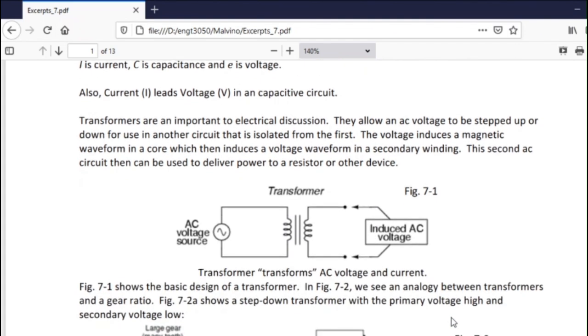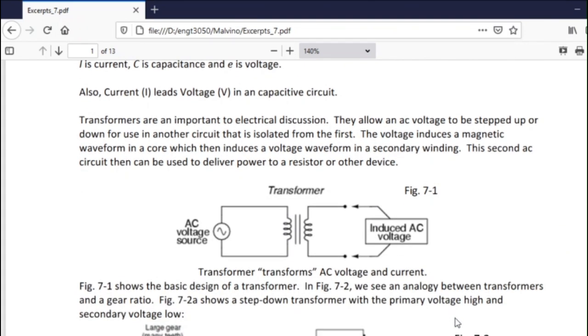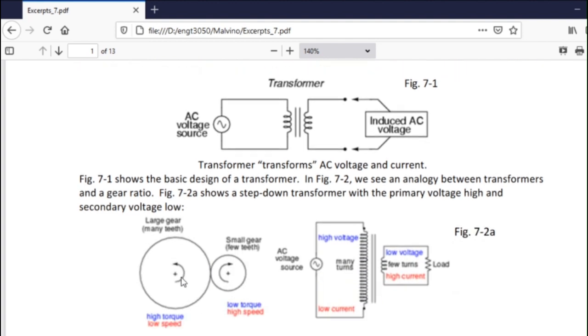Next is the idea of a transformer. The transformer is an inductive device that allows voltage to go through and come out the other side at a different value. It's based on the turns ratio, the number of turns of the primary windings and the number of turns of the secondary windings. Voltage goes with the number of turns, and current goes against the number of turns. If I have a higher number of turns on the left side and a lower number of turns on the right side, it's like a big gear and a small gear.